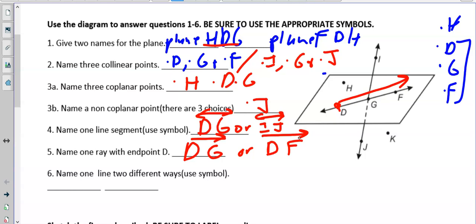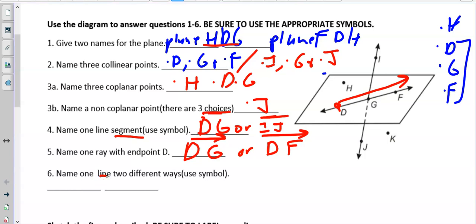Name 1 line 2 different ways. Use a symbol, right? Oh, I just realized I made a mistake. Hopefully some of you caught it already. On number 4, it actually said line segment, not line. So this should be just the segment drawing, not the line drawing. My apologies. Number 6 is a line.